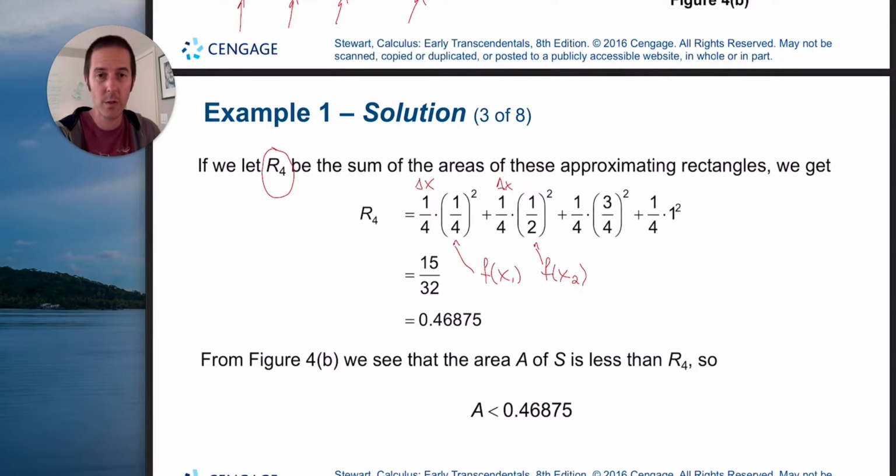And so on. We have to do that 4 times in order to find the area of the 4 rectangles. We add up all those areas. We get 15/32, and then there's that fraction expressed as a decimal.